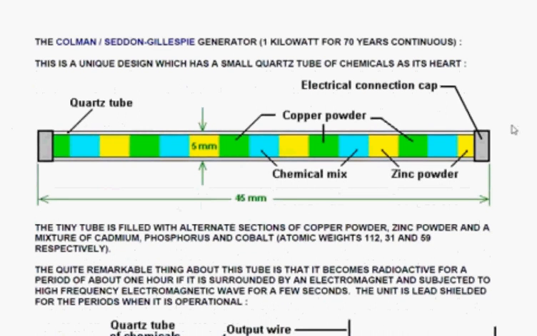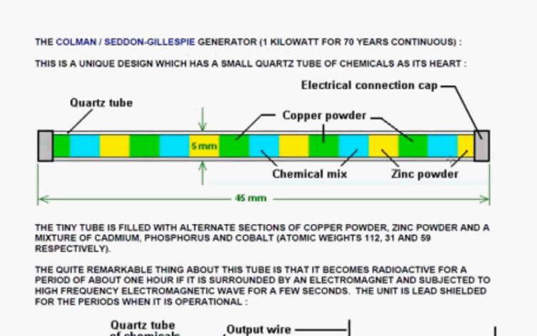Okay, moving on. We have a design of a very tiny little capsule here. This is less than 2 inches long. That is less than 50 millimeters long. This particular device is capable of outputting a kilowatt of power, and they reckon it can last for 70 years of continuous use. Now, it's a very simple design.